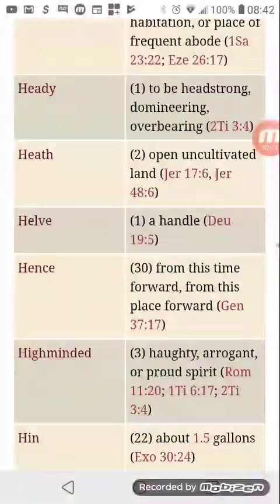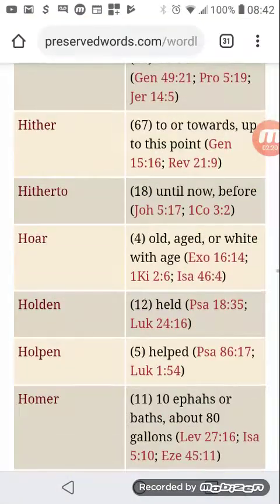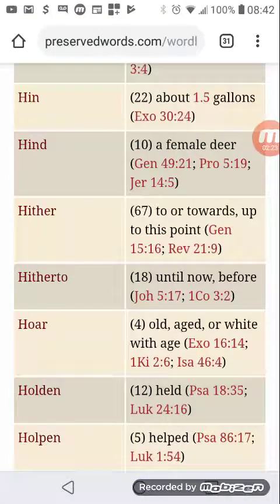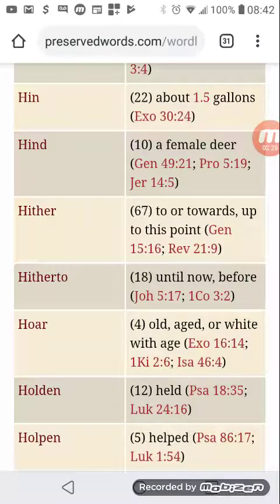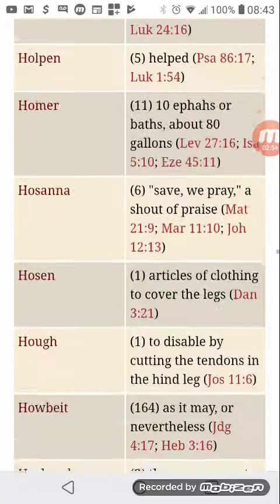A word that I like right here. This is something that we don't use in modern day English, but it simply means until now, or before, or synonyms for it. Recently, just happened. These are proper English words we just don't use today, so if you come across them in scriptures, it might make you scratch your head for a second.